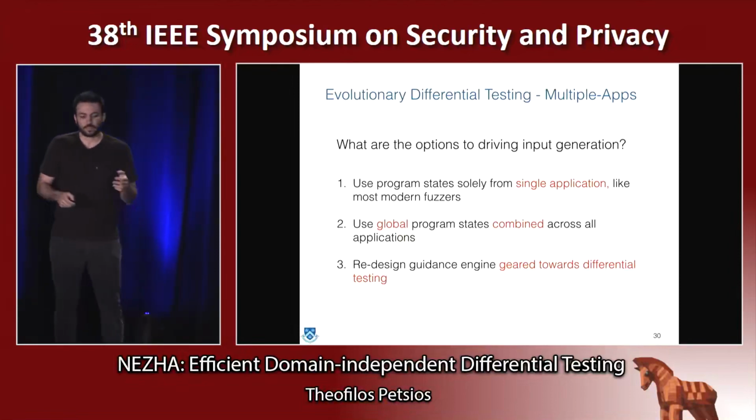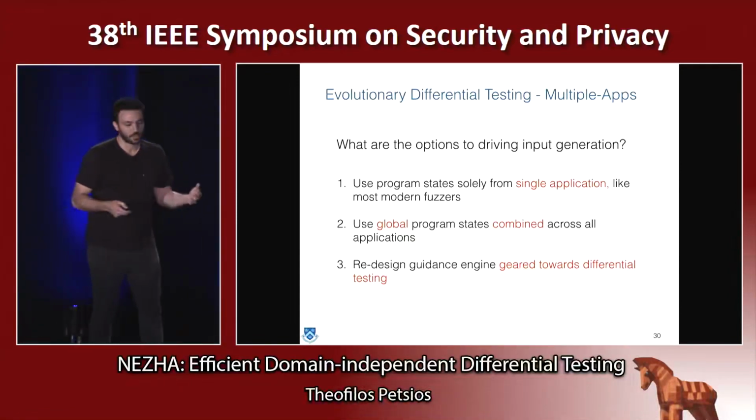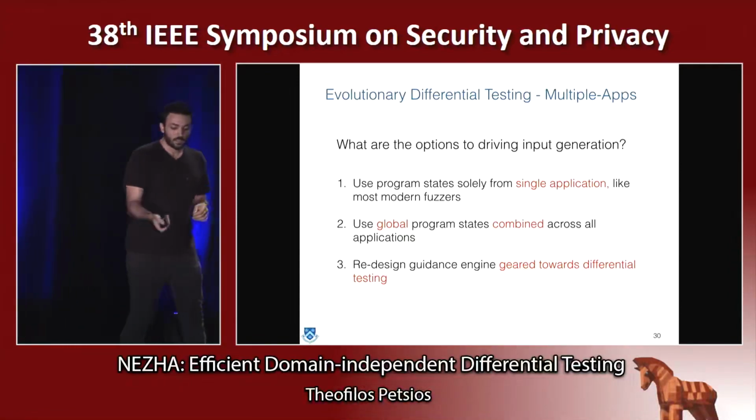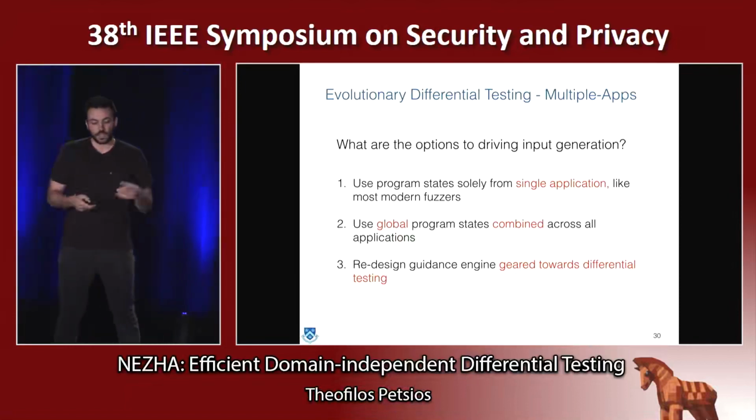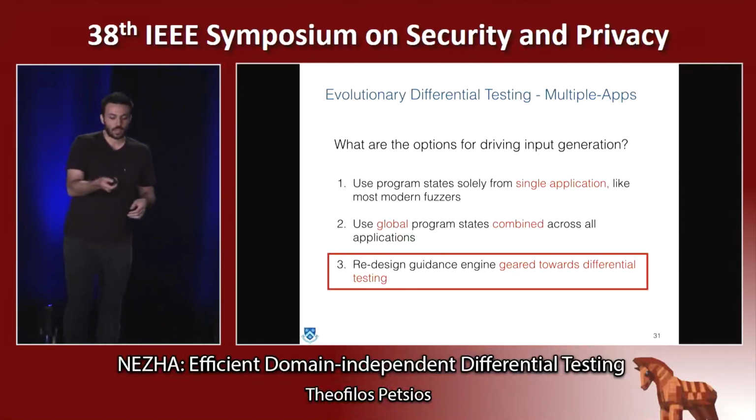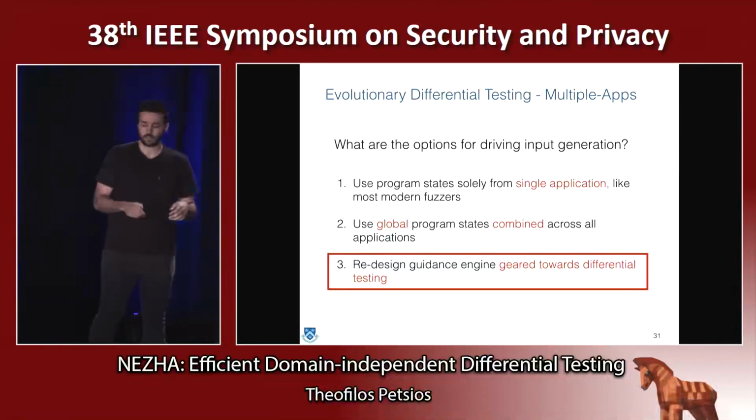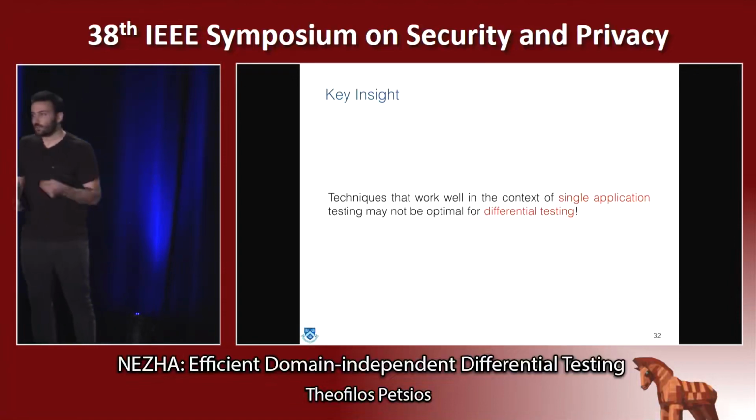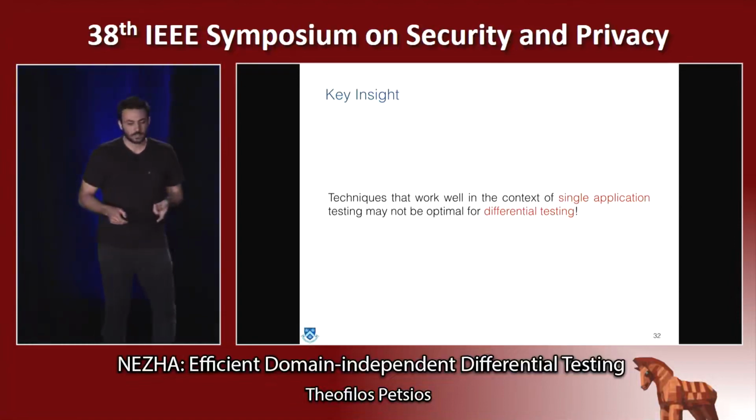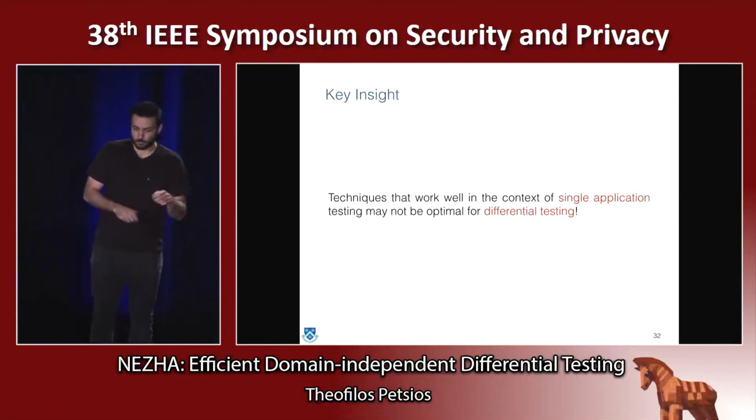Another option would be to augment this engine of modern fuzzers and use global code coverage as your guidance. And the third option would be to completely redesign your guidance engine so that you can perform differential fuzzing this time. And in this work, I'm going to show you how the third option outperforms the other 2 options, particularly for differential testing. So the key insight for this work is that techniques that work well in the context of a single application may not be optimal for differential testing particularly.